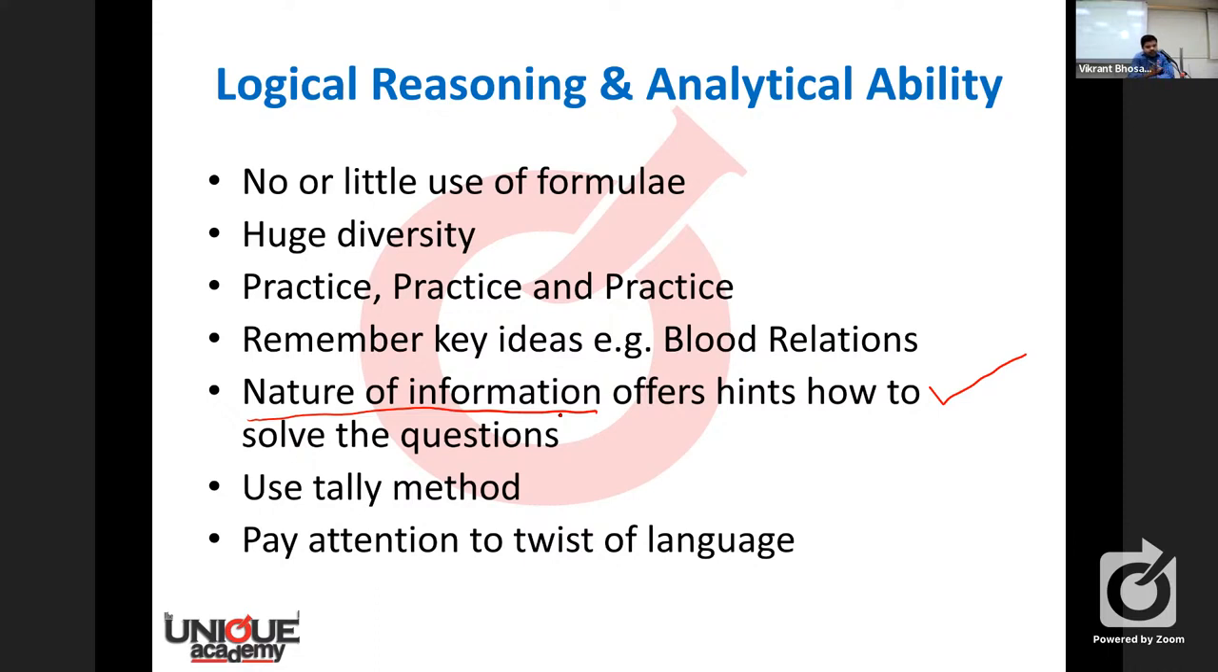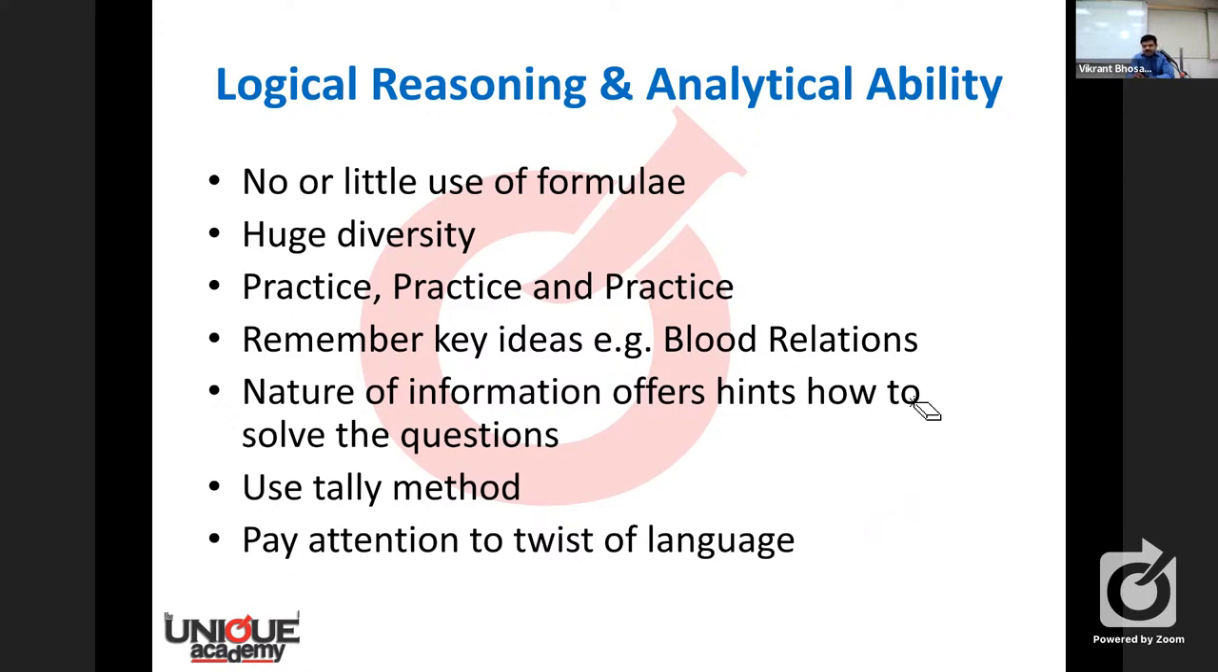Is that clear? So उसको समझ लेने के लिए I will give you certain such questions where the method is already not clear, and yet you have to solve the question. Okay? Then here also you can use the tally method sometimes, instead of using the step by step method you can directly look at the options and solve the problem. And finally, pay attention to twist of language. Twist of language means even language ability is used to confuse you, trap you, ये भी आपको ध्यान रखना है.